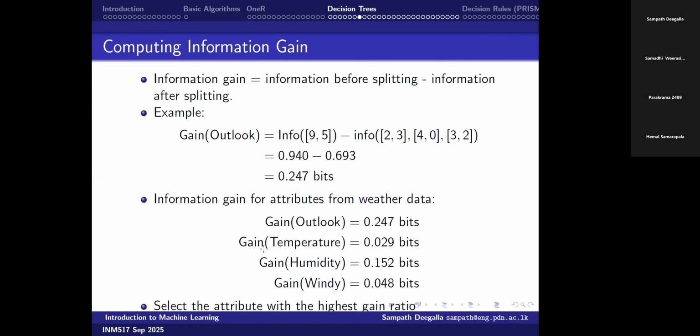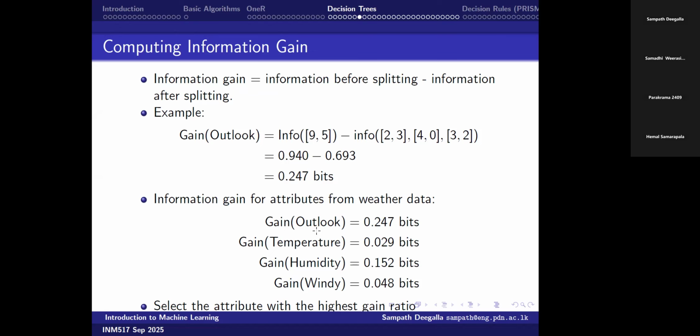Now to calculate the gain, you have to calculate the information before the split and the information after the split. Before the split, you will get 0.940. After the split, you will get 0.693. And the difference is the gain for Outlook. We will get around 0.247. In a similar way, if you calculate the gain for all the attributes, here is how it looks. Observe that we are getting the highest information gain with the Outlook attribute, and that's the reason why we can select it.